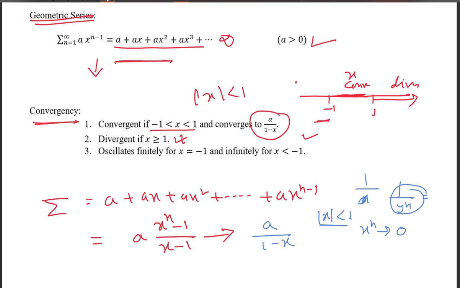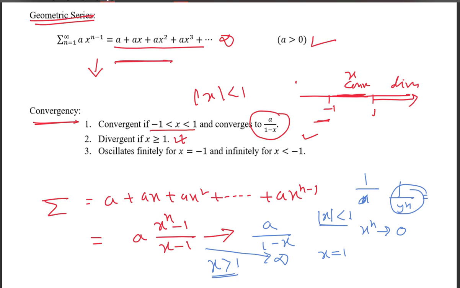Now what happens if x is greater than 1? Then x to the power n goes directly to infinity, so the sum goes to infinity. In that case the limit tends to infinity, and we can say it is divergent. Now see what will happen for x equal to 1. If x is equal to 1, the denominator is 0 and the numerator is also 0, so I will not find the answer from here.